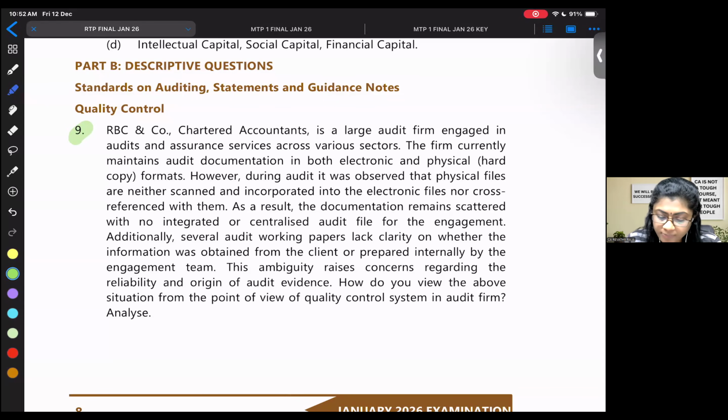RBC Chartered Accountants is a large audit firm engaged in audits and assurance services across various sectors. The firm currently maintains audit documentation in both electronic and physical formats. However, during the audit, it was observed that physical files are neither scanned or incorporated into electronic files, nor cross-referenced with them. As a result, documentation remains scattered with no integrated centralized audit file.